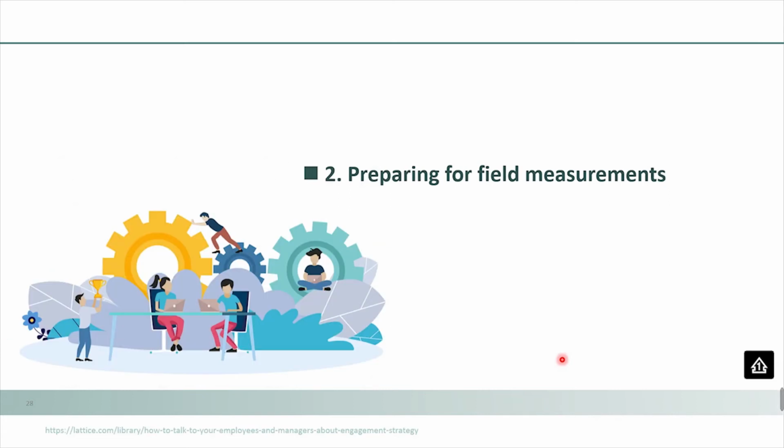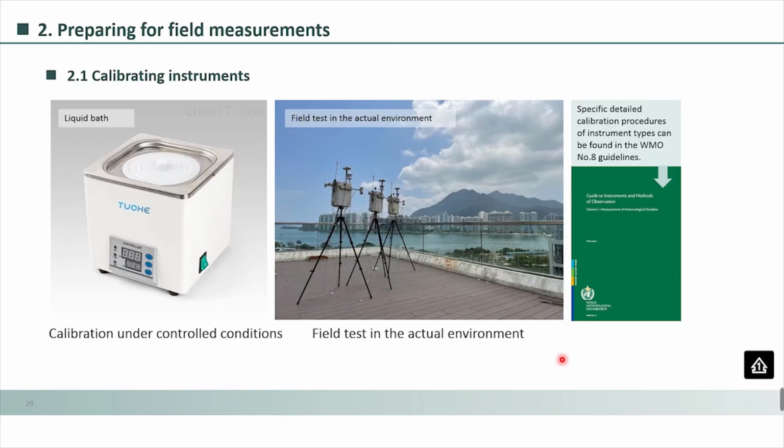The second section is about preparing for field measurement. I have to say, instrument calibration is very important, but always omitted by most researchers. There are two ways for the calibration. One is under controlled conditions, i.e. you can use the climate chamber or liquid bath, and the other method is the field test in actual environment.